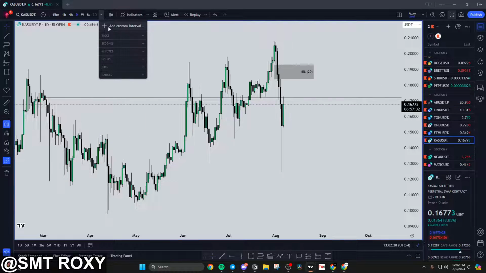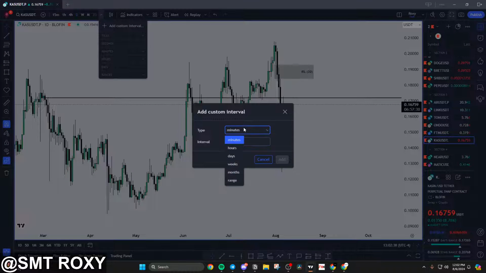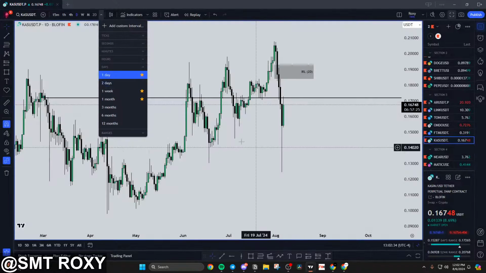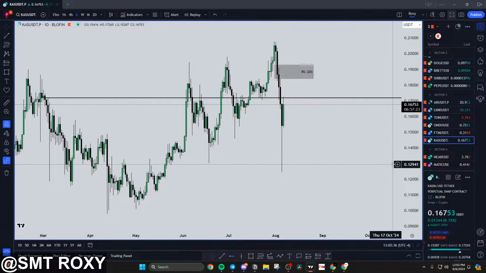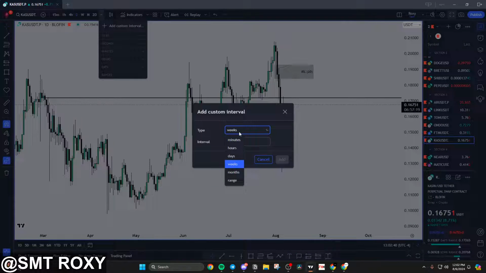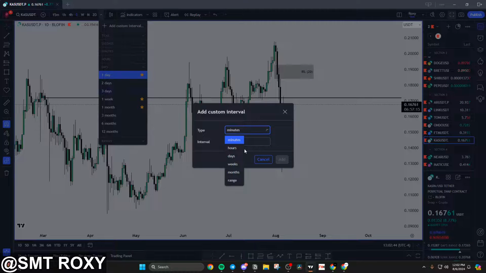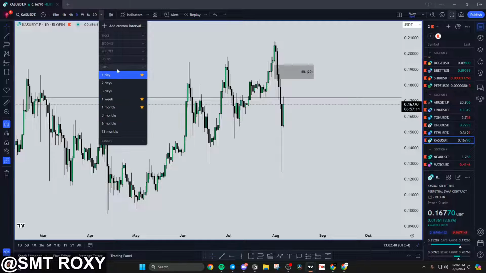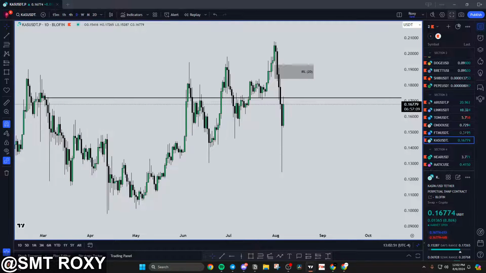Where's my 2-day? I need to add custom ranges. 2-day. So I can have it. There. Add the 3-day too, I think. And then I need to add the 12-hour. There. I need more time frames, honestly.